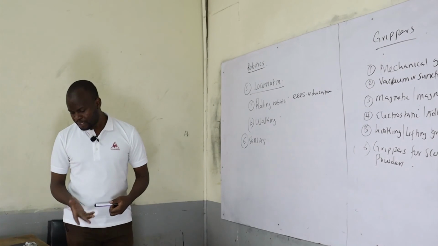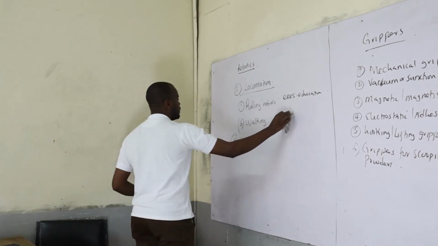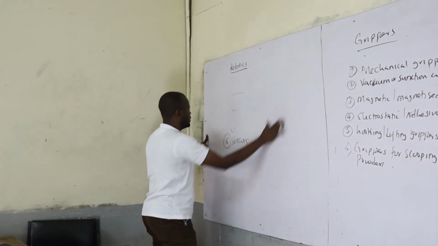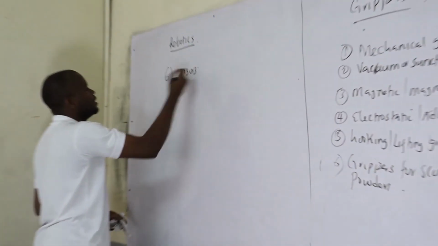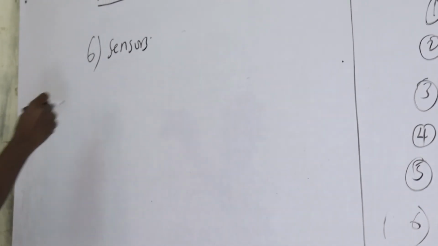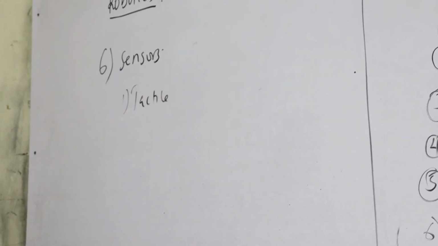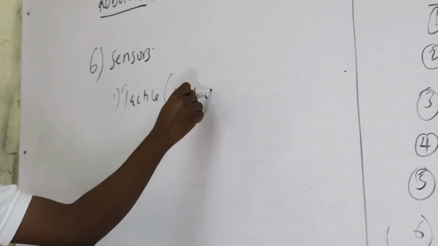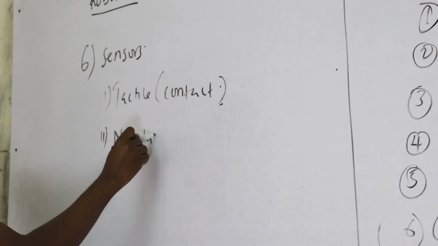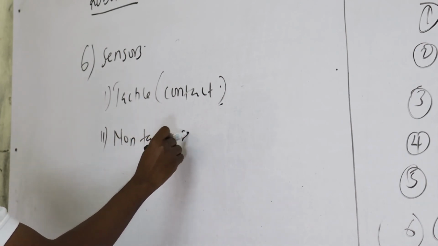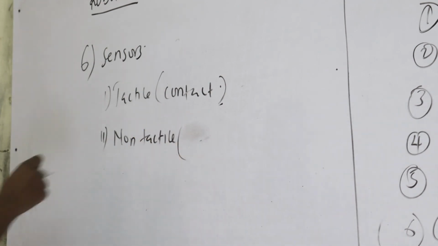Number six: sensors. Usually there are two basic types of sensors that we can talk about. One of them is what we refer to as the tactile sensors, which can also be referred to as contact sensors. The second one is what we refer to as non-tactile sensors, or contactless sensors.